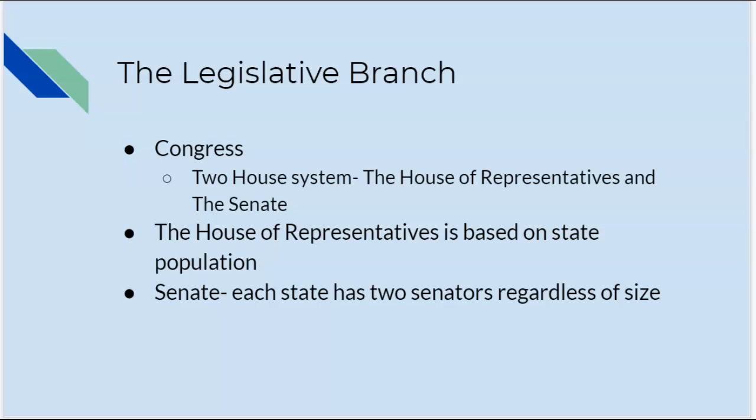So it's a way that it could appease both the large and the small states, because the large states obviously wanted a house based on population because they would have more power and more control in it. But then the small states were afraid that they would not have enough of a voice. So that's where the Senate comes in. Since each state, regardless of size, has 2 senators, it gives more equal representation for each state.